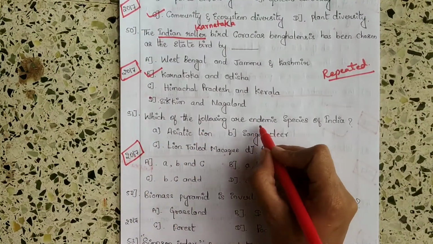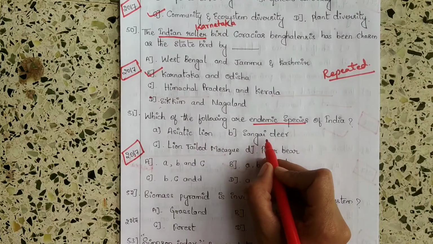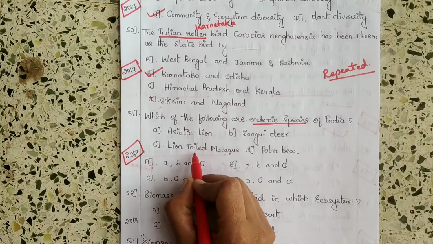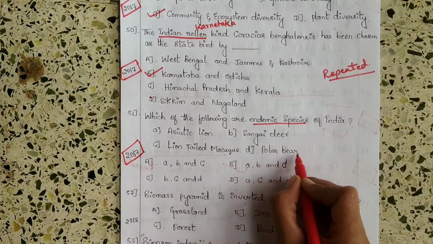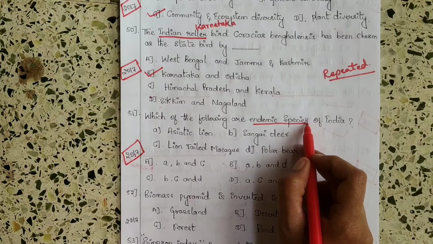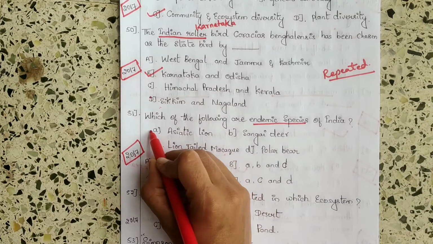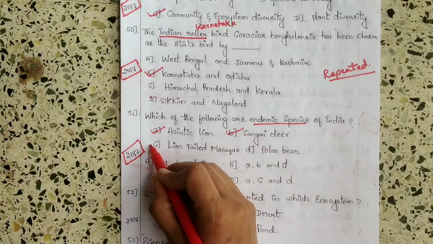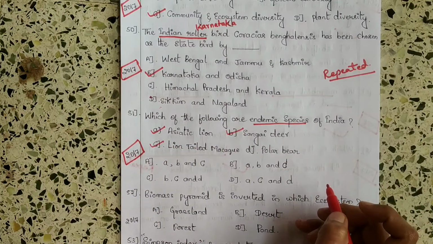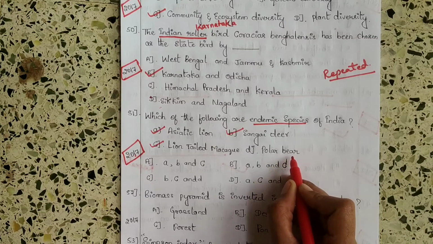Which of the following are endemic species of India? Option A, Asiatic lion, option B, Swamp deer, option C, lion-tailed macaque, option D, polar bear. So here they are asking about endemic species of India. Endemic species means this one and this one and this one. Okay, these three are the endemic species of India. Okay, not the polar bear.